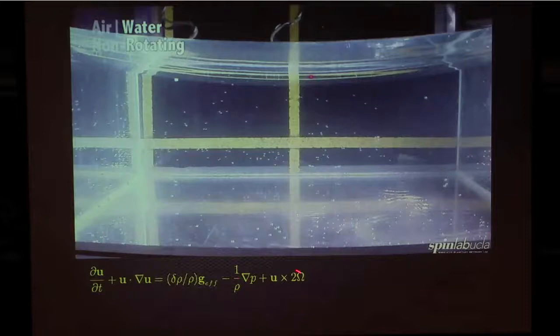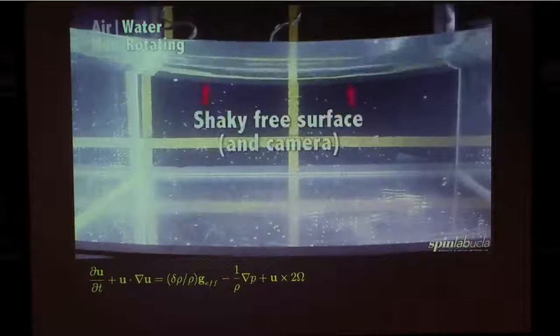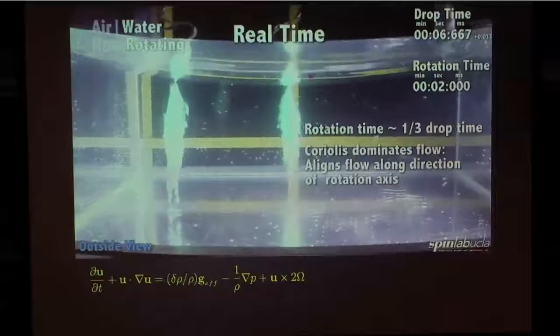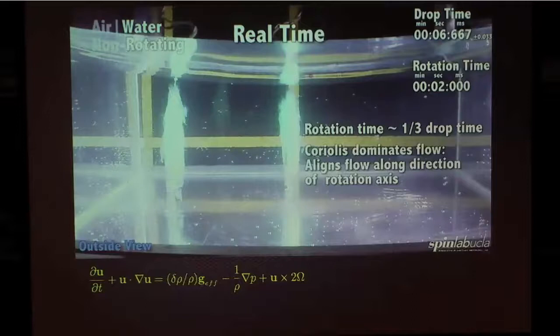Let's see what happens. Shaky tank. I don't know why that was a shaky tank, but the movie's still okay. And we drop the dye, and it falls straight down. It doesn't get pushed over. It falls slowly, and then it hits the bottom, and I should have shown a longer movie, and it basically sets up shop. So we get these tall, axially aligned columns. It's weird. So why is that happening?